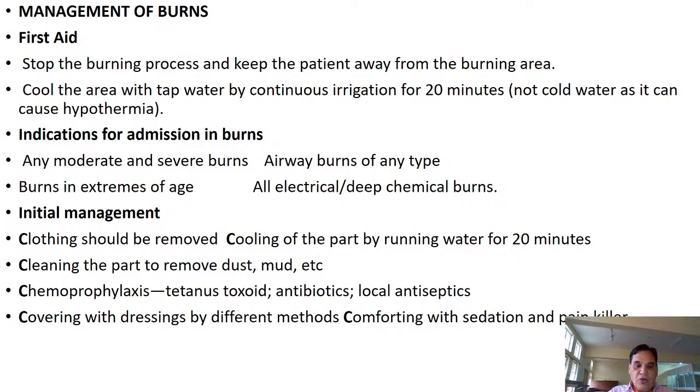Initial management also: remove the clothes of the patient. Why? Because the clothes themselves may act as a tourniquet. It looks simple, but it is very serious. You have to cut the burnt clothes and keep them for medico-legal evidence. Clean the dust and mud. Antibiotic, tetanus toxoid, and local antiseptic.